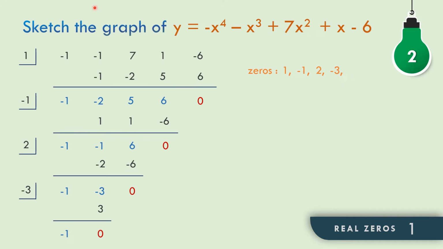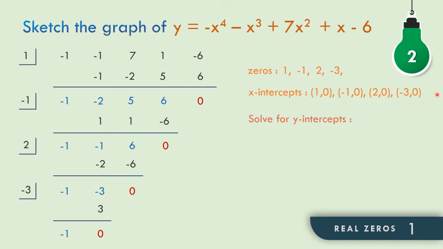The x-intercept, if we replace the value of y by 0, the x-intercepts are 1, positive 0, negative 1, positive 0, 2, positive 0, and negative 3, positive 0.